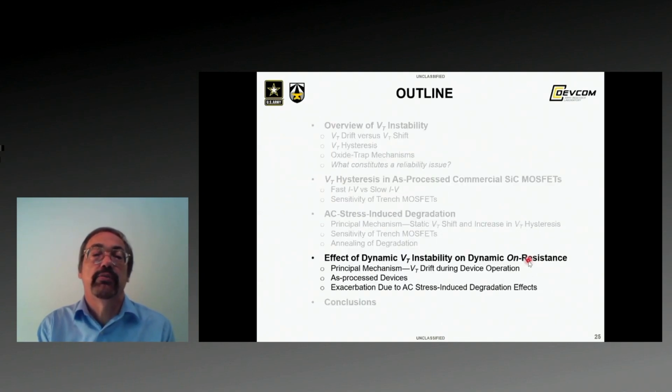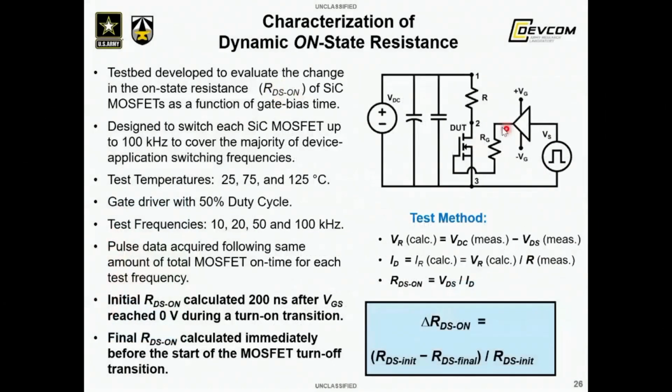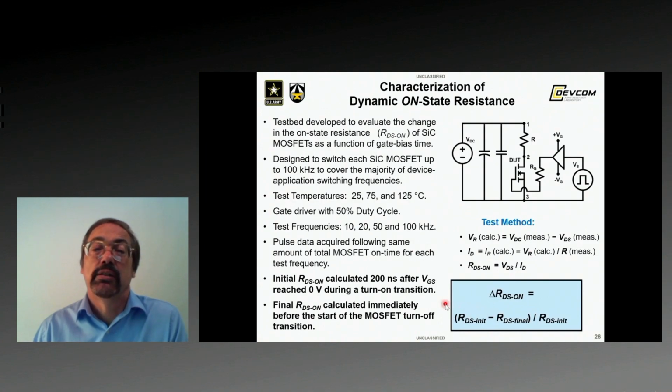Now I'm going to discuss the effect of dynamic VT instability on dynamic on resistance. So this is the circuit setup that we use to perform the measurements. The key points are that the initial RDS on was calculated 200 nanoseconds after VGS crossed 0 volts during a turn on transition. So we wait 200 nanoseconds, the device is fully turned on, and we calculate RDS on. And then we calculated RDS on a second time immediately before the start of the MOSFET turn off transition, and then we calculated the percent change.